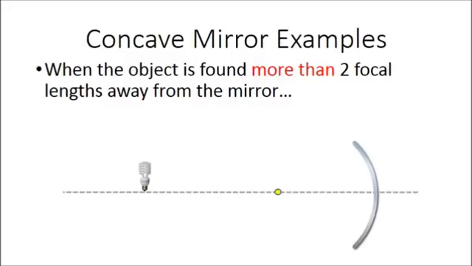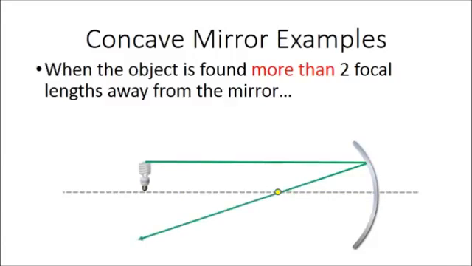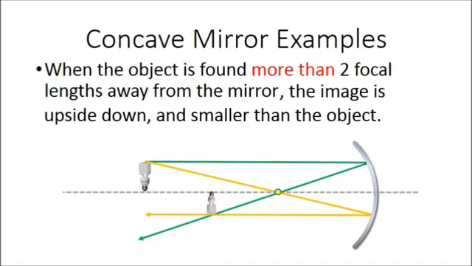When the object is found more than 2 focal lengths away from the mirror, so we've got 1 focal length, 2 focal lengths, that would be the center of curvature. So when it's past the center of curvature, what happens? Well, let's see. We're going to draw a line that bounces off the mirror and goes through the focal point. Our next one's going to go through the focal point and then bounce off. And there's our image. As you can see, the image is upside down and smaller than the object.